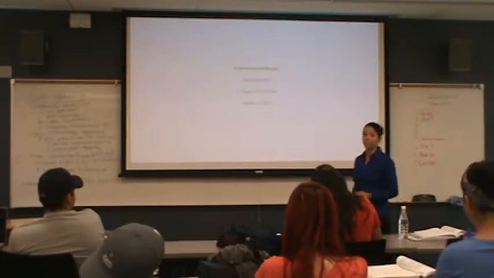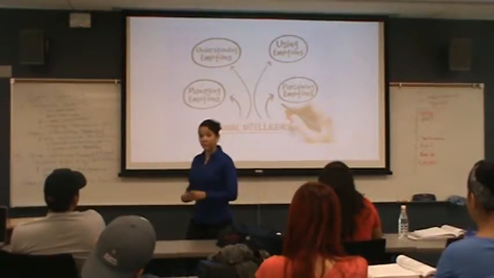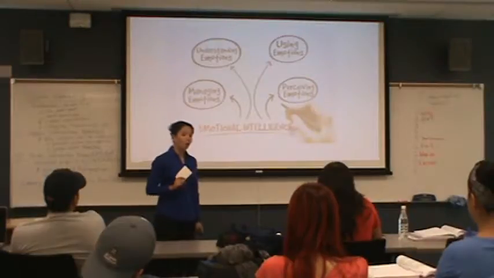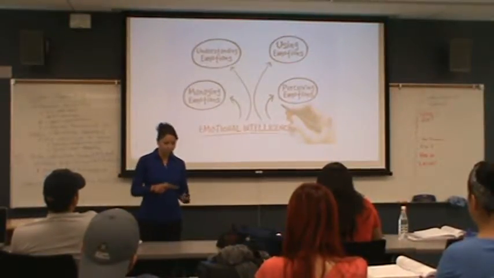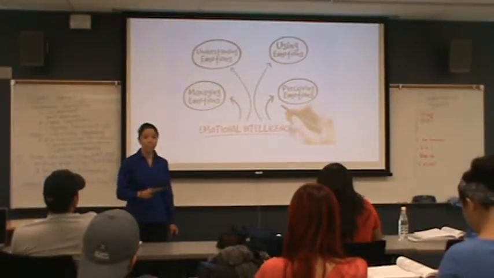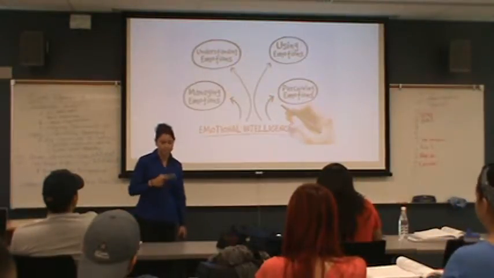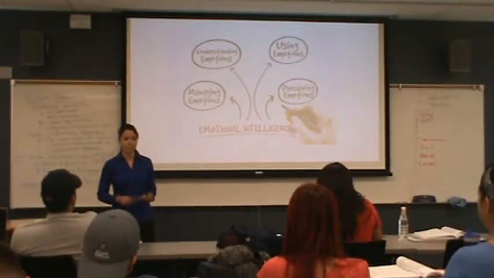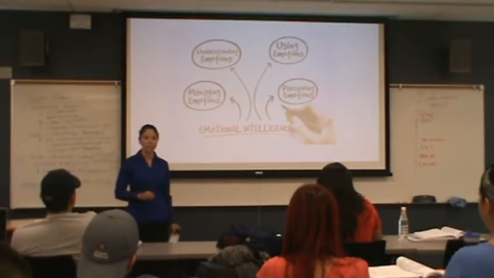Now, let me talk about emotional intelligence. Emotional intelligence, commonly known as EI or EQ, emotional quotient, was defined in 1990 by Peter Salovey and John D. Mayer as the capacity of individuals to recognize their own emotions and other people's, to distinguish different feelings and label them appropriately.